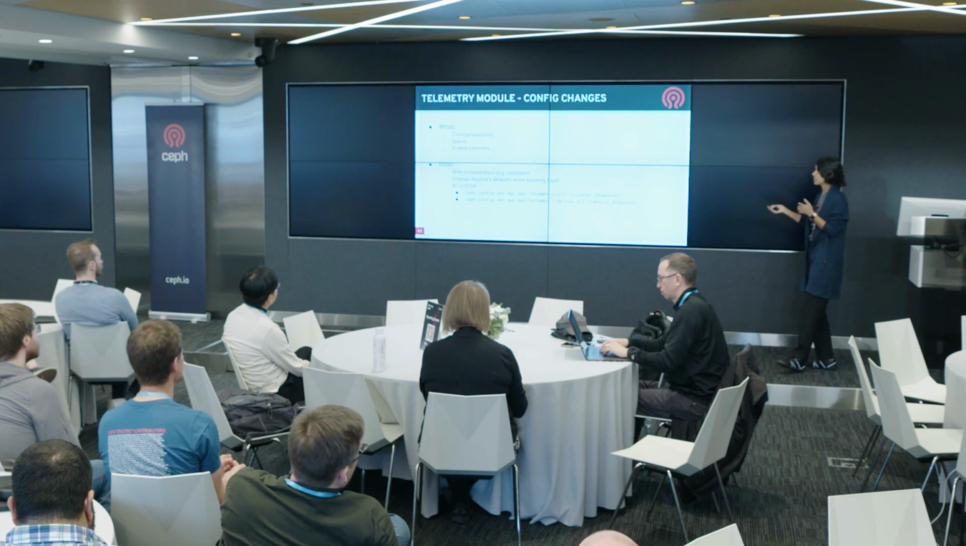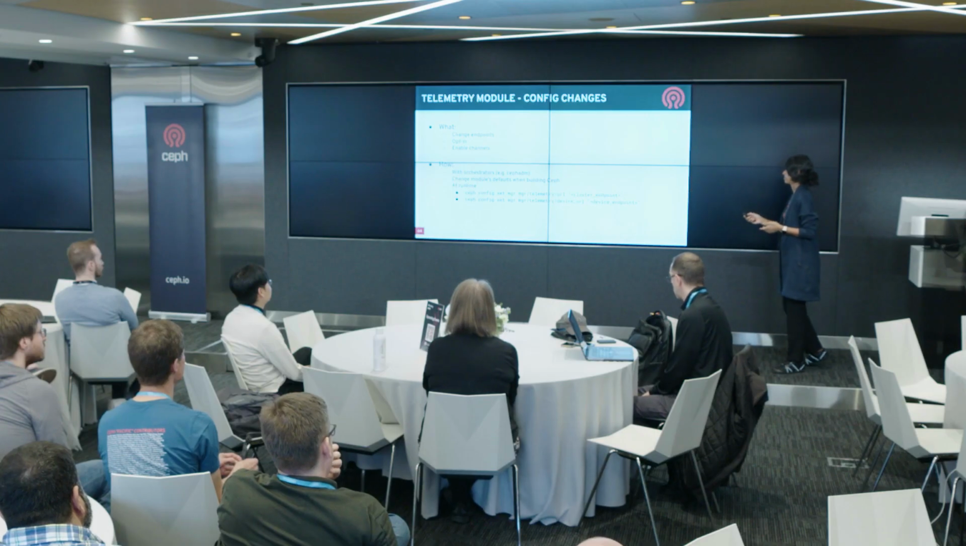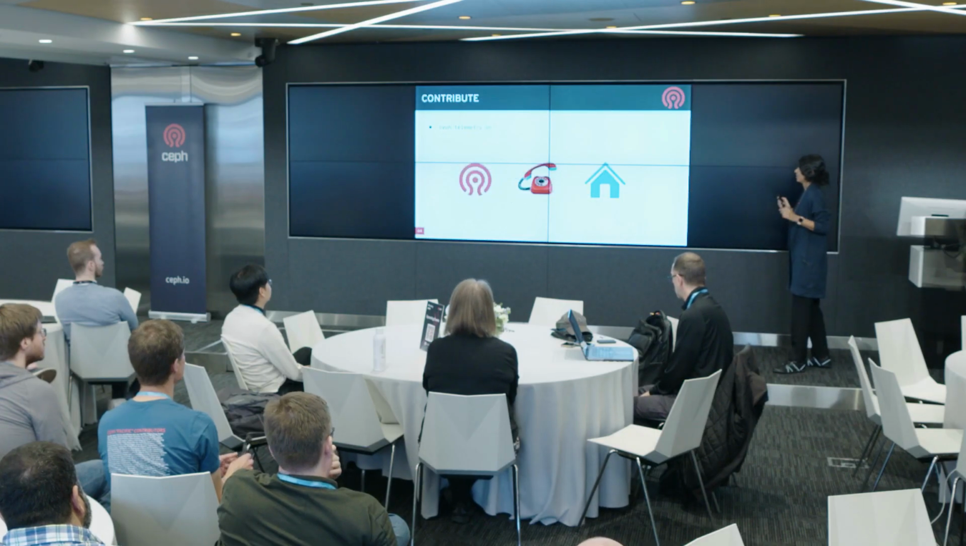And for the telemetry module side, you'll need to change the endpoints because right now they phone home to upstream Ceph. You'll need to opt in because telemetry is never opted in by default. And you need to enable the channels that you want. You can do that either with the orchestrators like cephadm, or you can change the module's defaults when you build Ceph. Or you can do that at runtime. If you have a running cluster and you need to do that now, you can just configure the manager module.